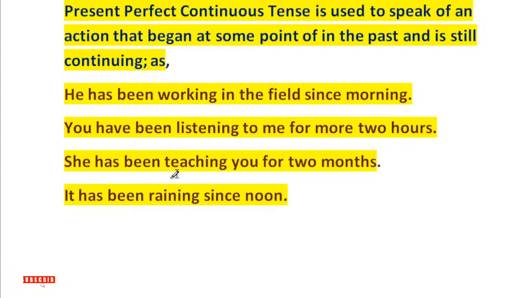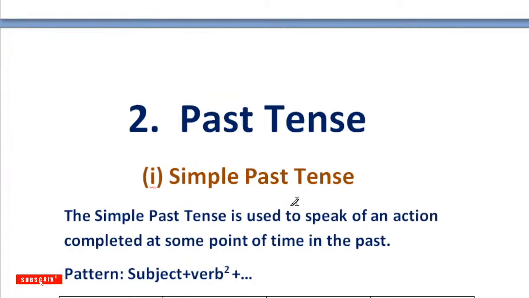So these are the examples. He has been working in the field since morning. You have been listening to me for more than 2 hours. She has been teaching you for 2 months. It has been raining since noon. So this was present perfect continuous tense.